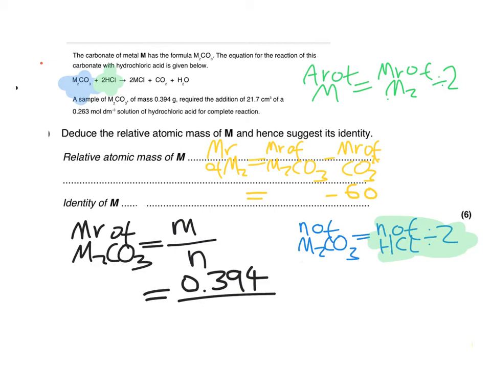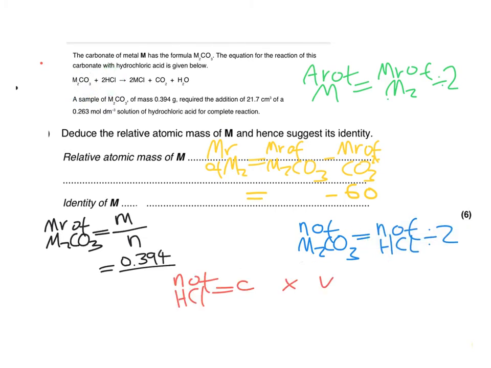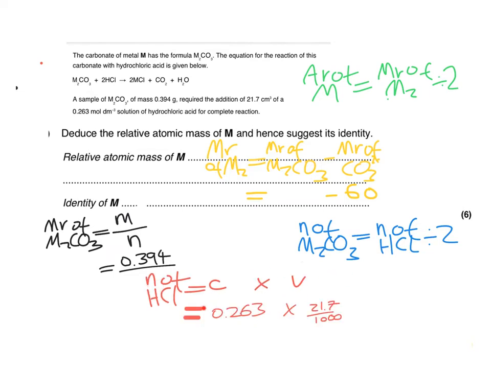So now what we've got to do is work out the moles of this and then divide it by 2, and we put it back in the other equation. So let's do that. We've got moles of the HCl equals the concentration times the volume. Let's plug in the number. Obviously, divide the volume by 1,000 because that's in cm cubed and we want it in dm cubed. That equals 0.005707. So now we can take this moles of HCl and put it into the equation over here.